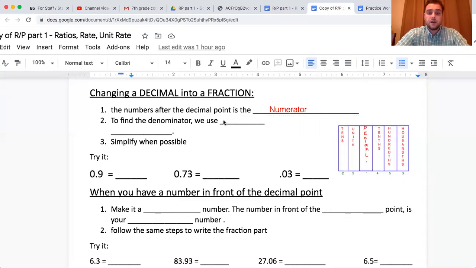In order for us to find our denominator, we are going to have to, let me grab my text box, we're going to have to look at our place value.